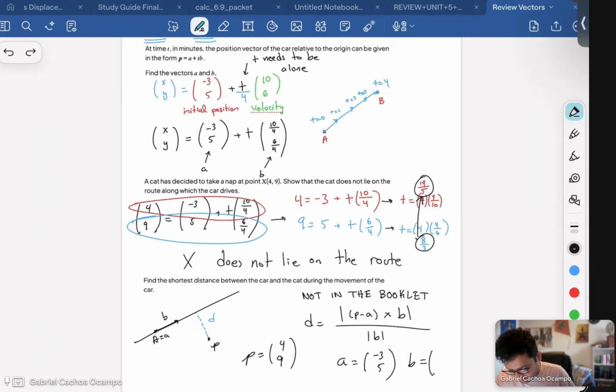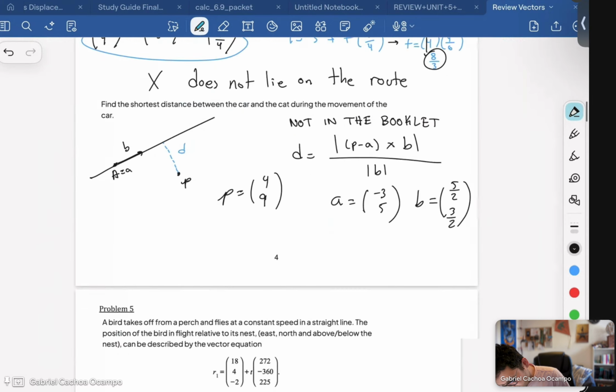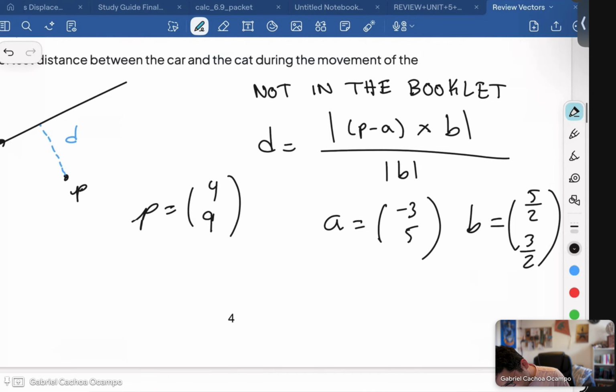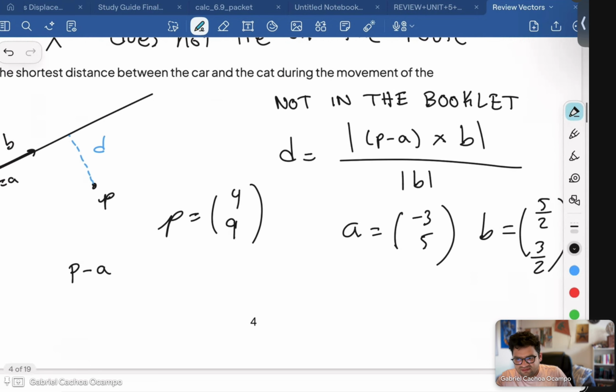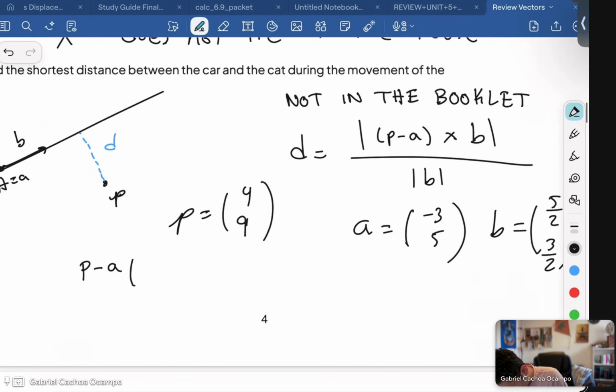I'm going to simplify that fraction. 10 over 4 is the same as 5 over 2. 6 over 4 is the same as 3 over 2. Okay, you can write it as a decimal as well. Okay, so you do P minus A. What is P minus A? Don't do it with the calculator, do it by hand. That is the same as 4, 9 minus negative 3, 5, which is the same as 7, 4.